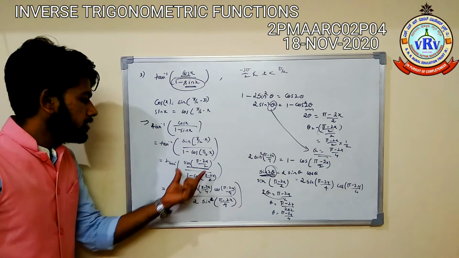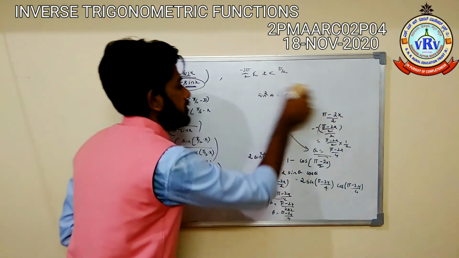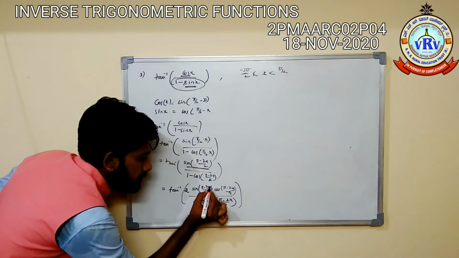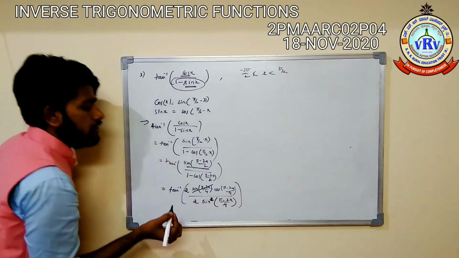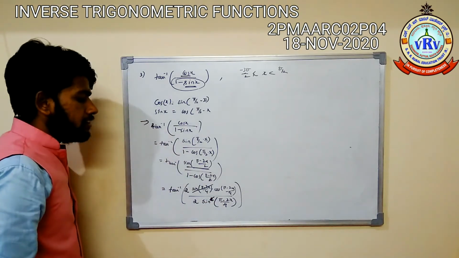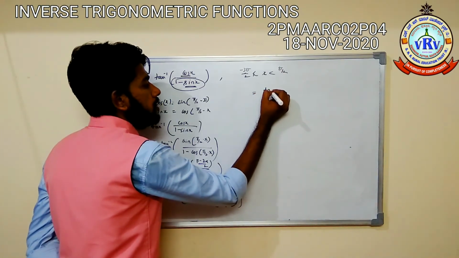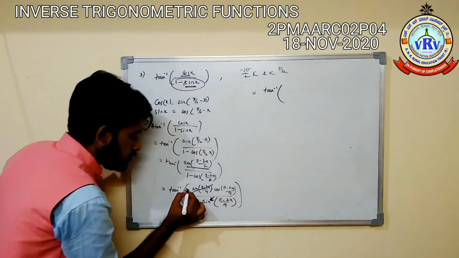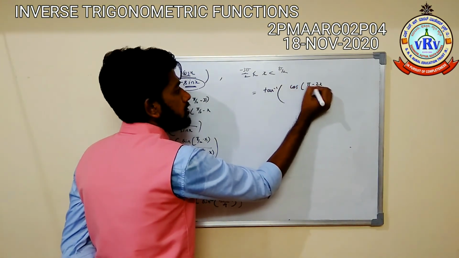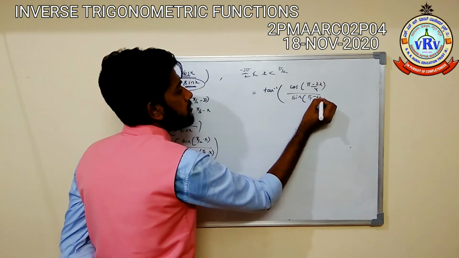Can you guess why I am splitting this like this? Yes, your guess is right. In the numerator, one sin (pi minus 2x) by 4 will cancel with the one sin (pi minus 2x) by 4 in the denominator. Then this expression becomes tan inverse of, and here also the 2 gets cancelled, cos (pi minus 2x) by 4 divided by sin (pi minus 2x) by 4.